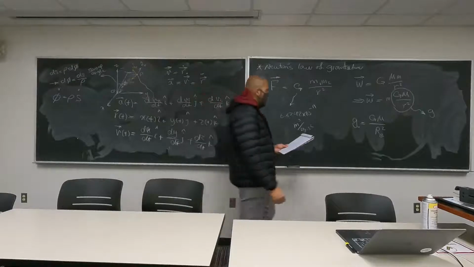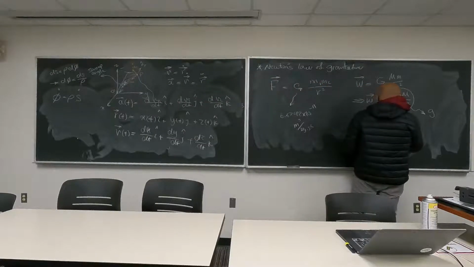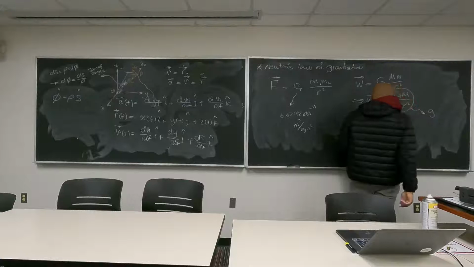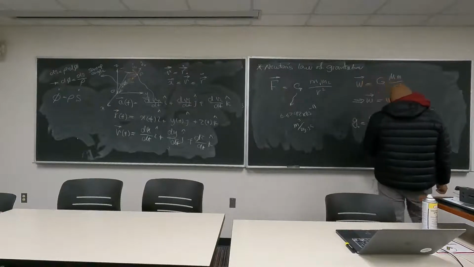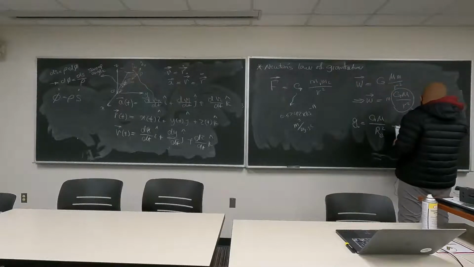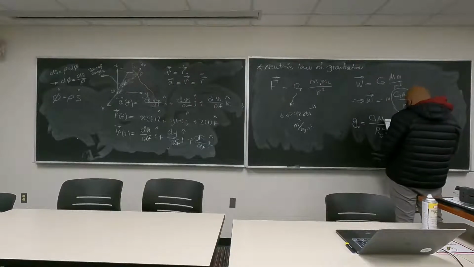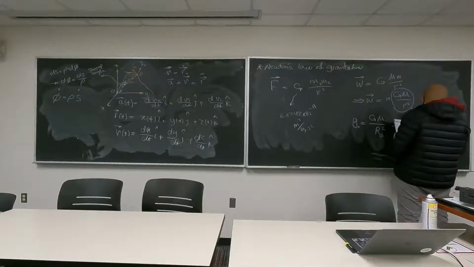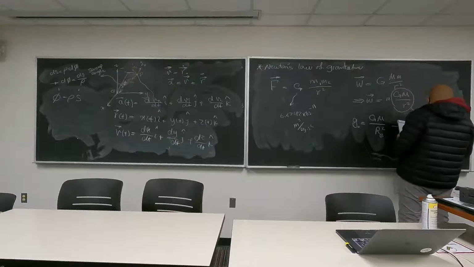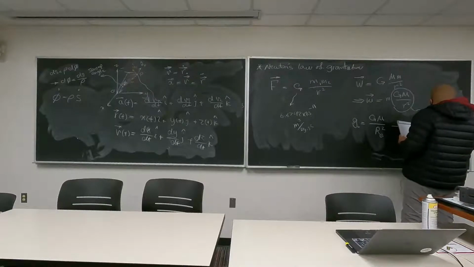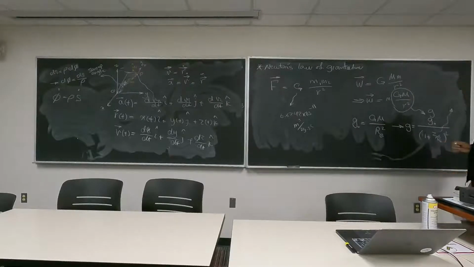Okay? And we can find g at any elevation as a function of g naught. g naught divided by 1 plus Z divided by R_E, squared. And Z here is your altitude from the surface of the Earth. So the distance from the surface of the Earth, not from the center of the Earth.